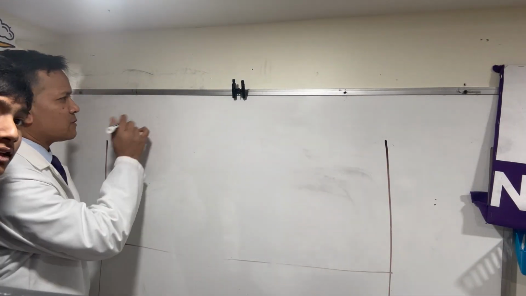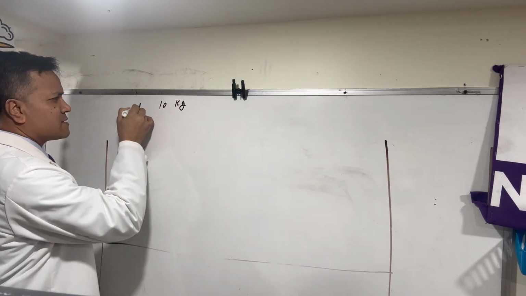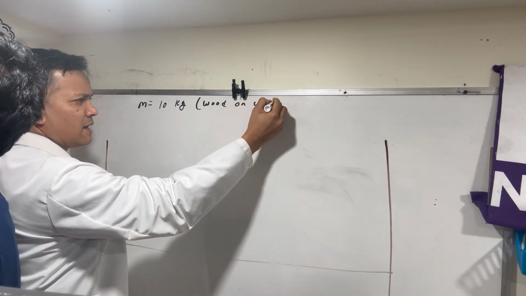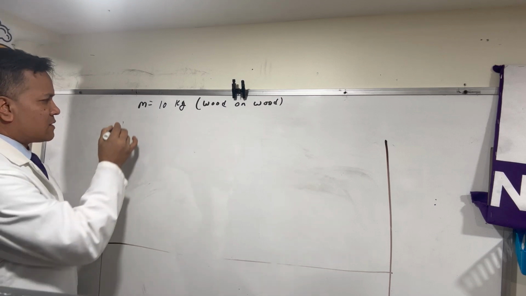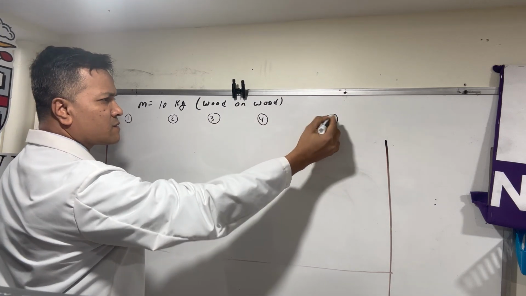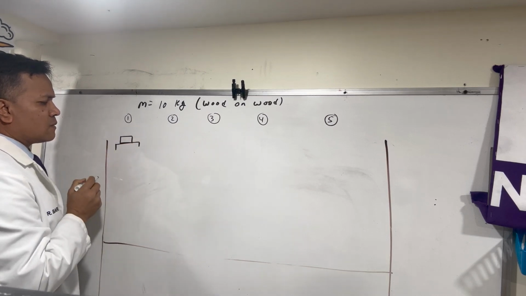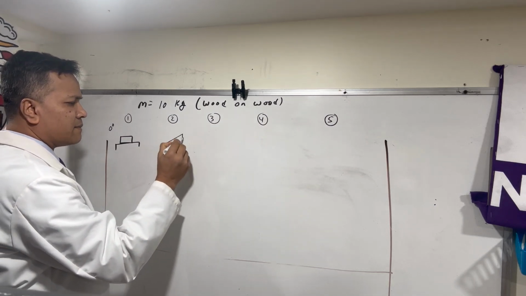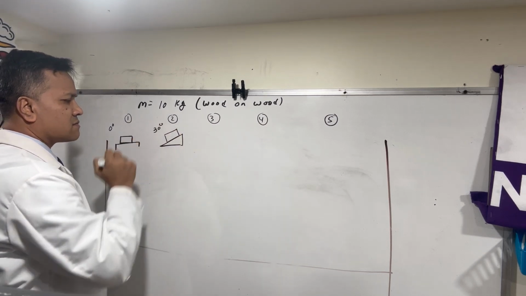So you have wood on wood, a 2 kilogram object, 10 kilogram object. The 10 kilogram mass is 10 kilogram, and it's wood on wood. I have 5 scenarios. Scenario 1, 2, 3, 4, and 5. Scenario 1: the box is on the table, so 0 degrees with respect to the x-axis. Scenario 2: a box on the incline at 30 degrees with respect to the x-axis.